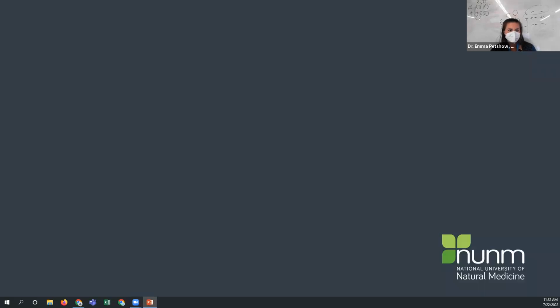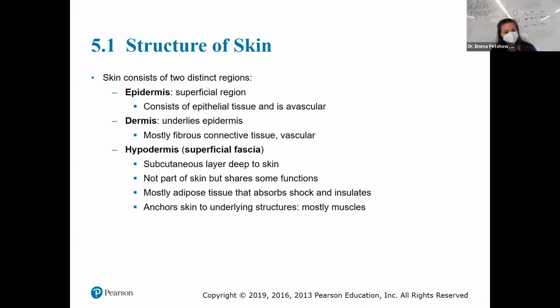So into the skin, what I really want you to understand are the basic regions and the cells, or the players, in those regions. Our 2 distinct regions of the skin are your epidermis and your dermis. Your epidermis is more superficial, and your dermis is deeper.